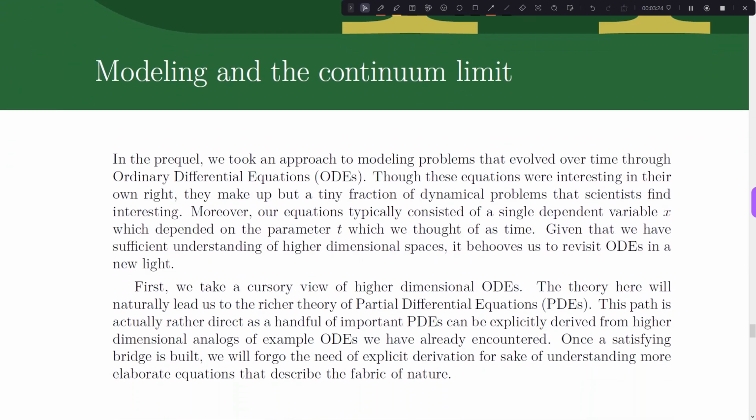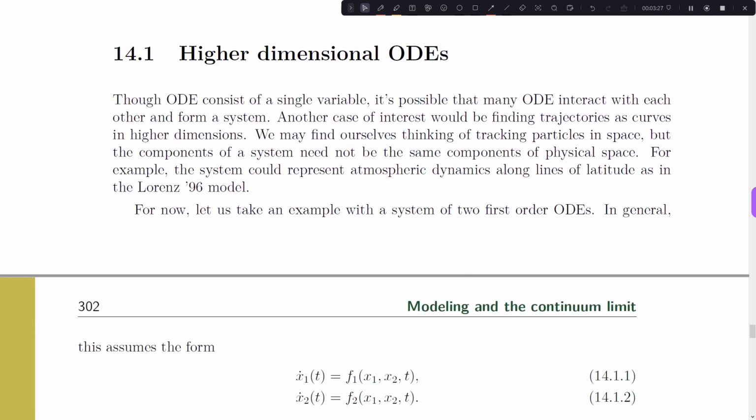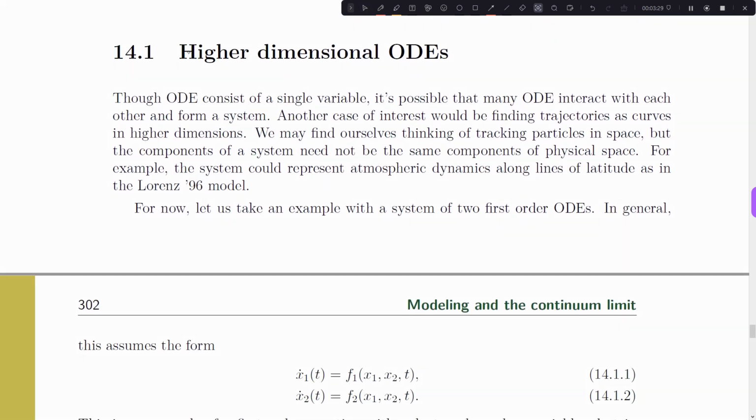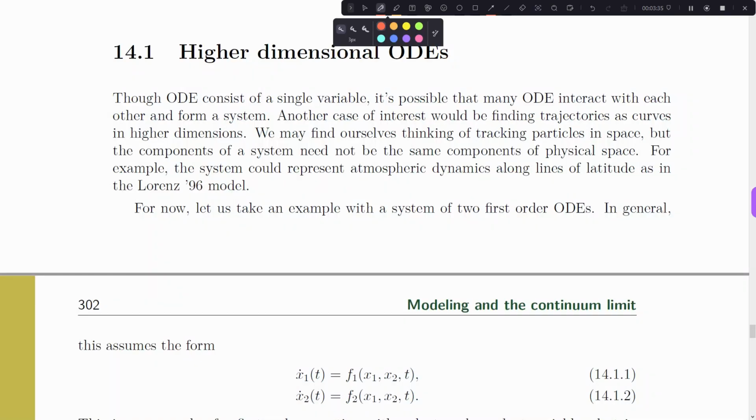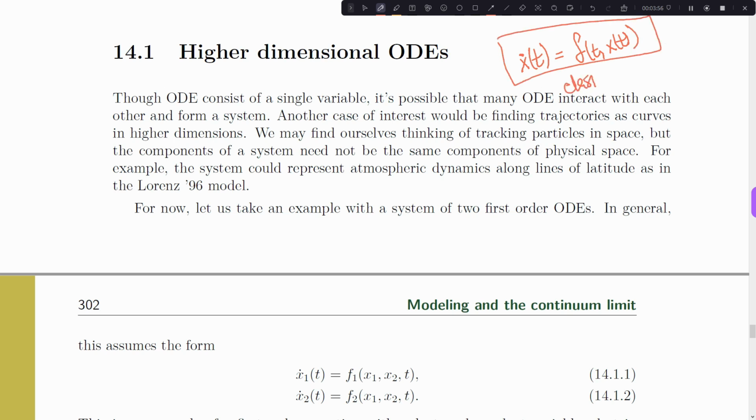So even though the section is called partial differential equations, we're actually going to start here in section 14.1, which says higher dimensional ODEs. So y'all will remember the primary definition of an ODE was just something like the change in time of a quantity or a particle, or however you want to think about it, was equal to a function, perhaps of time, as well as the current position of that particle. This was your classic first order ODE that you probably studied last semester.